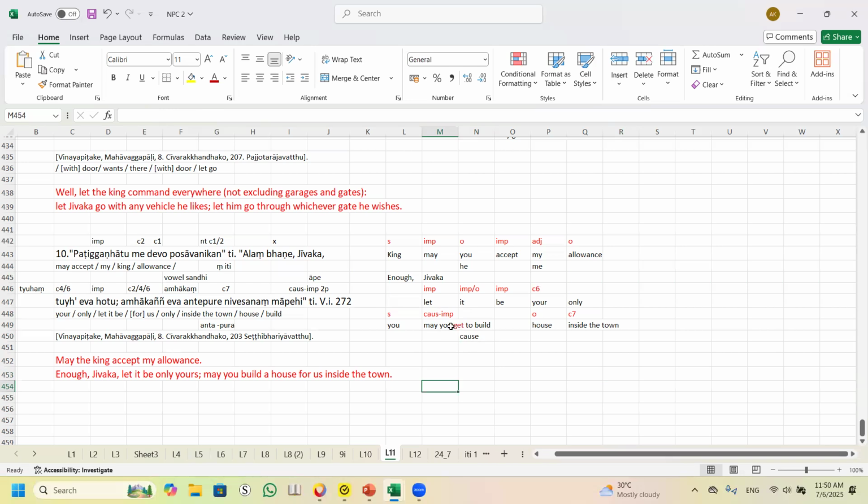This is causative, and this is imperative. May you, can you see this is the object? This is verb and object. May you build a house? House, that is the extension of the sentence, inside the town. So that is how you translate. Okay, any questions? We are done for today.